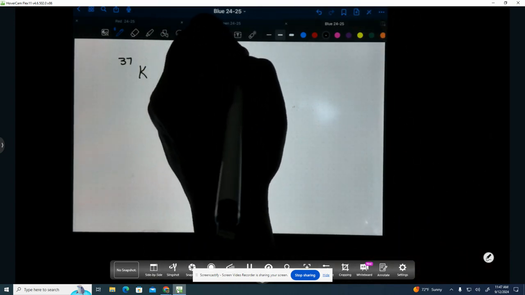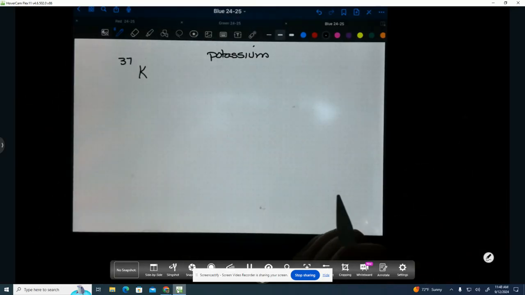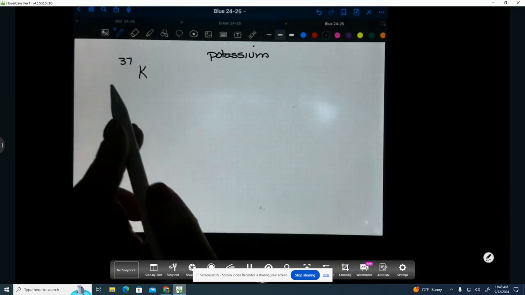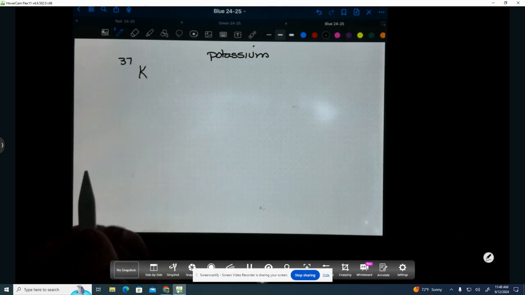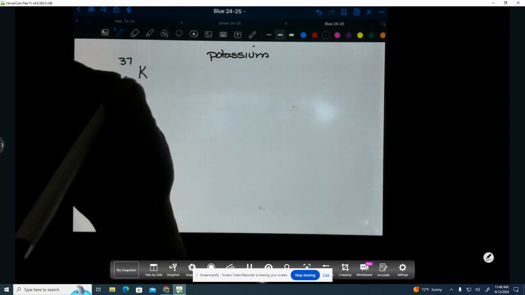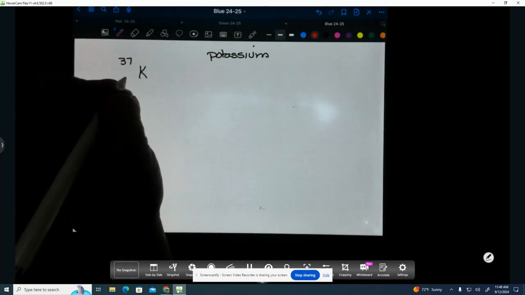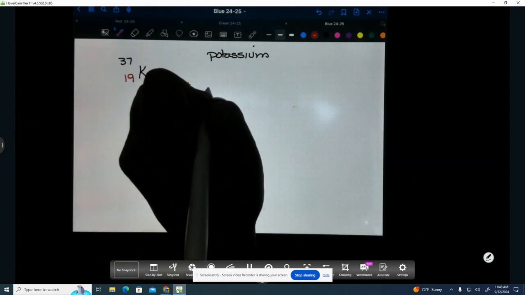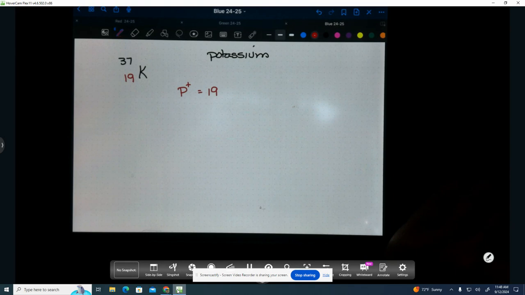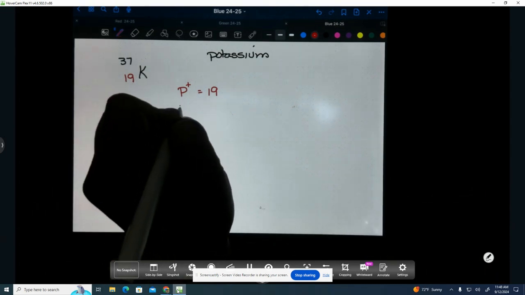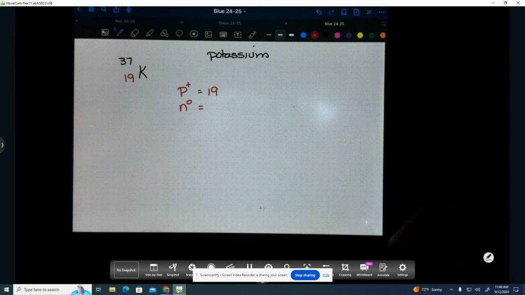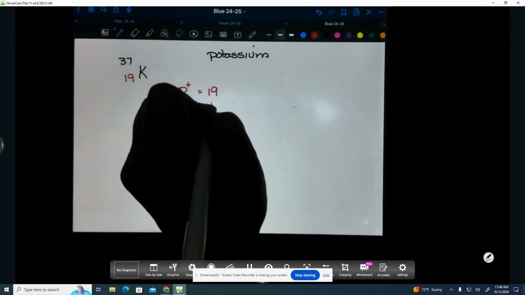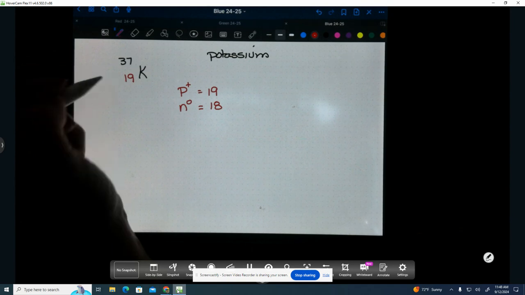So let's say I do like K37. First question, what is K? Potassium. So we would call this potassium 37. What is the atomic number of potassium? What number do we put down here? 19. That 19 is telling us that this has 19 protons. How many neutrons does this have? 18 neutrons. Okay, 37 minus 19.